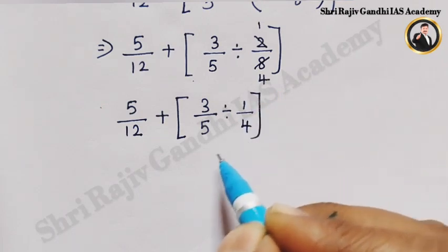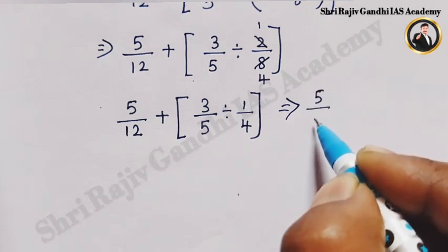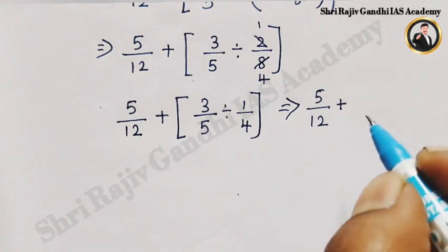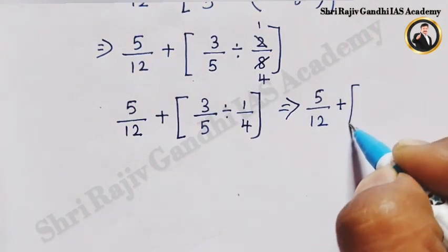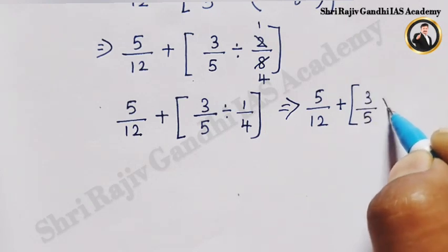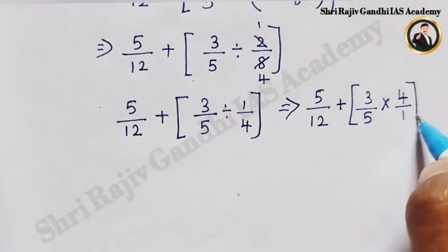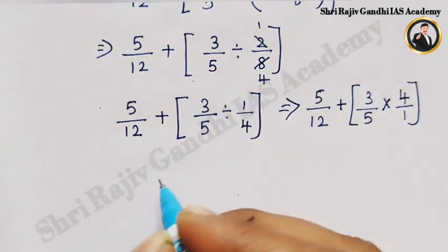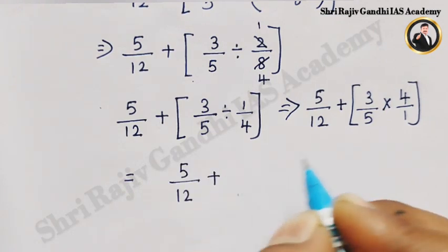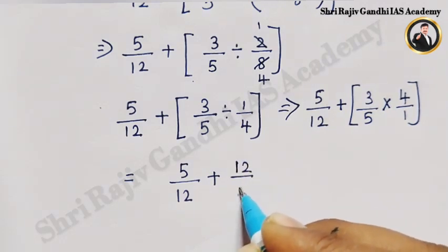The next step, listen carefully here. 5 divided by 12 plus bracket of 3 divided by 5. Here the division comes, so we have to change into multiplication symbol and we have to change the denominator into numerator, numerator into denominator, that is 4 divided by 1. The next step we have to multiply inside the bracket numbers. So 5 divided by 12 plus here 3 into 4 is 12 divided by 5.